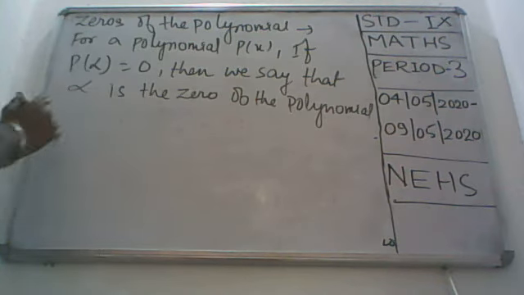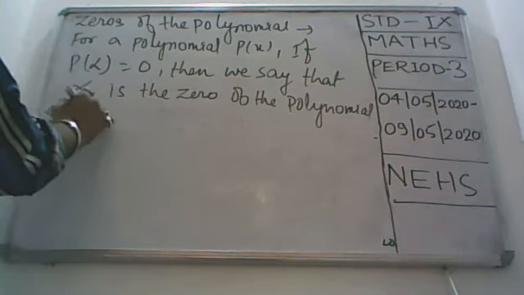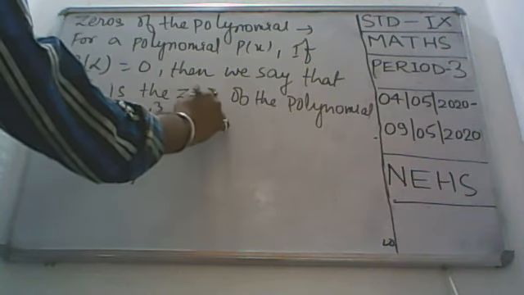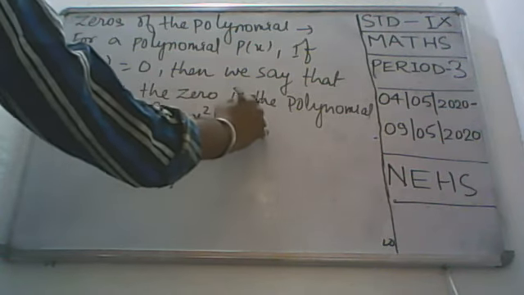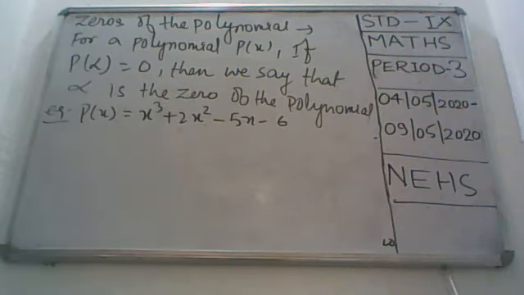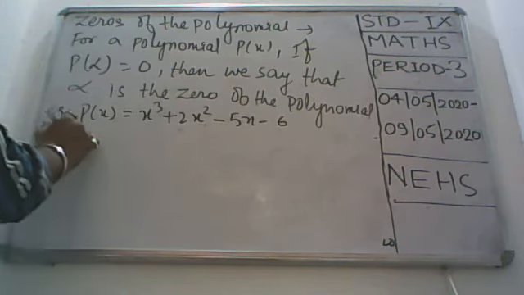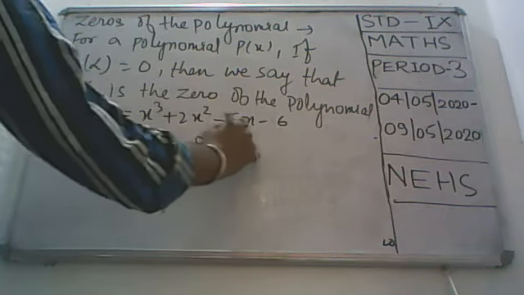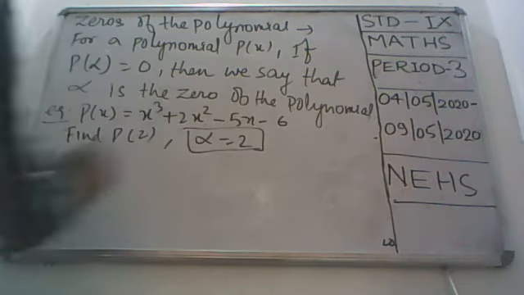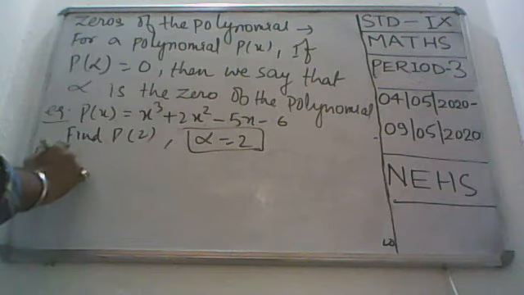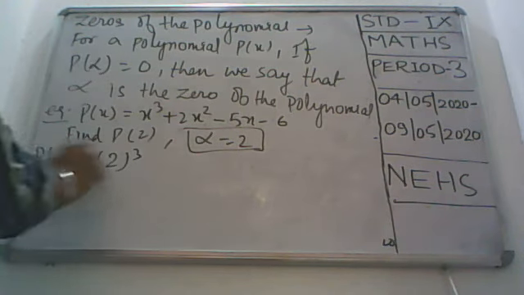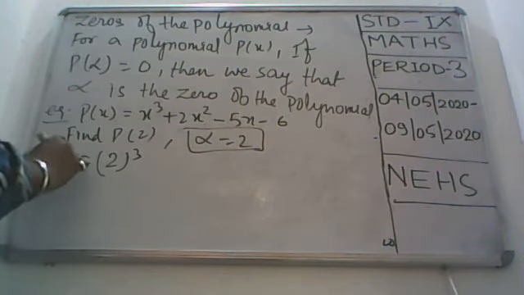See, one example we can see like this. Suppose I have taken p(x) is equal to x cube plus 2x squared minus 5x minus 6. I have to find its zero, and they are saying, suppose, find p(2). That means my alpha is equal to 2. So my p(alpha) will become, wherever x is there, alpha will come. That means 2 will come.